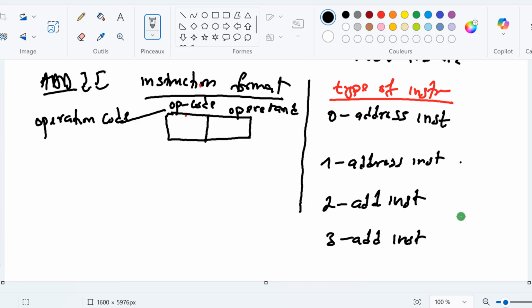Good. So this is what happened here. This is the basic structure. Take note, because it's not the only field you can have here. Sometimes there are other fields that we add to this instruction format, and I'm coming to that. I'm just explaining the basic format first.